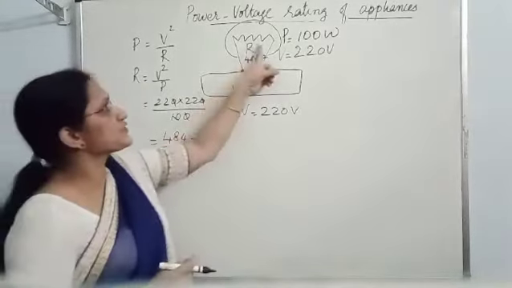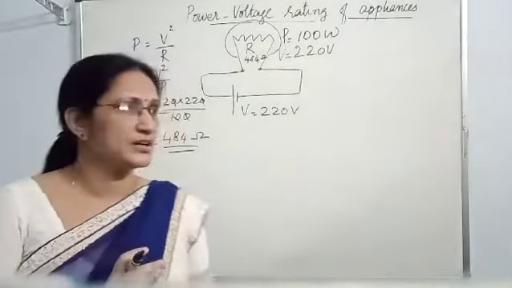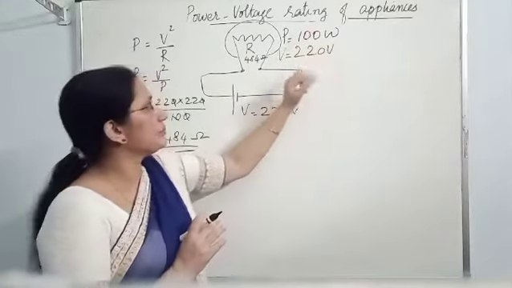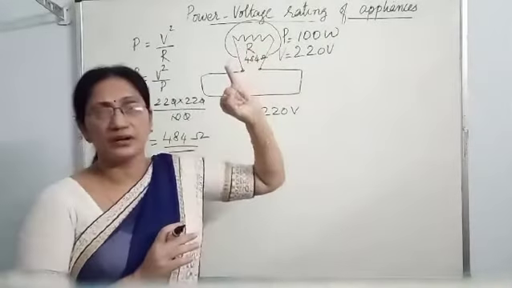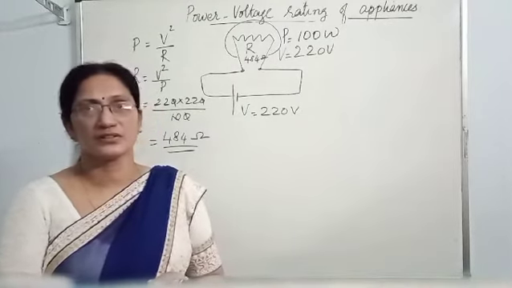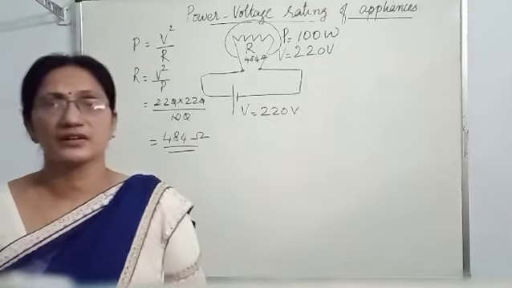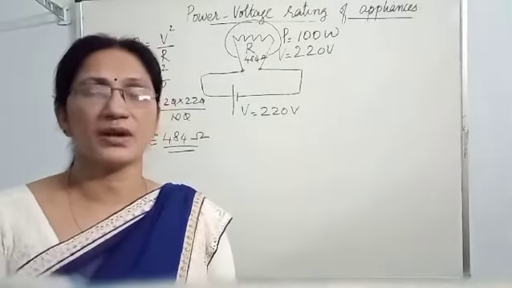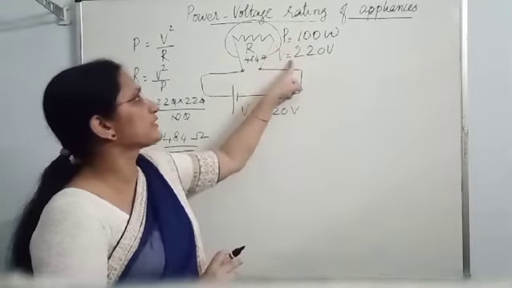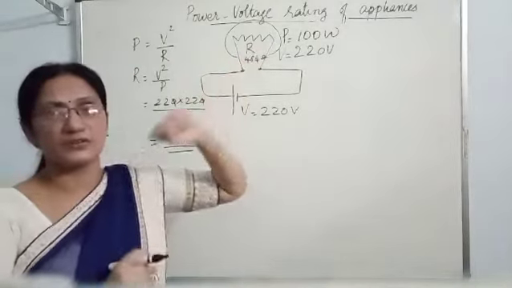And resistance of this filament is a fixed quantity. It doesn't vary with voltage. Power varies with voltage. Power is variable, but resistance of the filament of the bulb is a constant quantity. Whether voltage is 220 or more than that or less than that, resistance of the filament remains same. So one use of knowing the power voltage rating is, from power voltage rating you can find out the resistance of the filament.